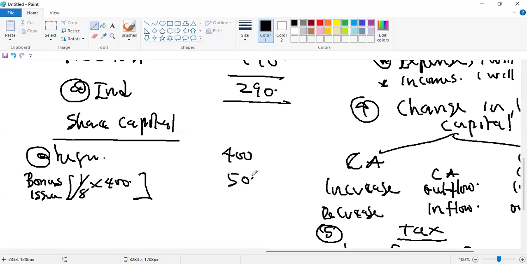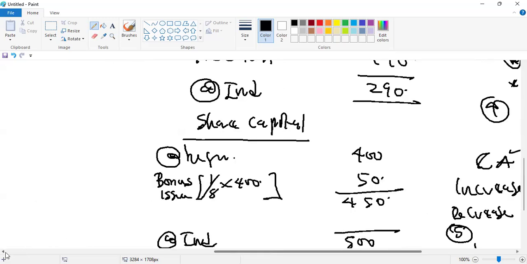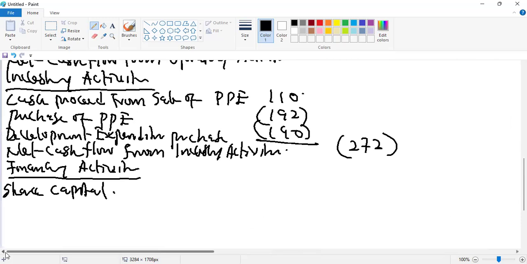They say this 50, they capitalize retained earnings. So if I want to do my dividend paid, I will remove the 50. So this will give me 450. And at the end, what do they report? 500. 500 minus 450.